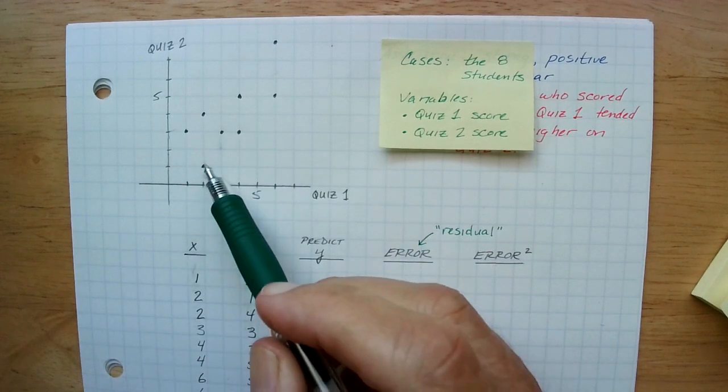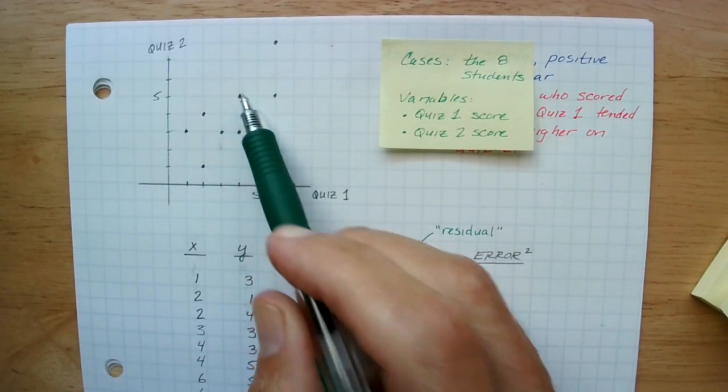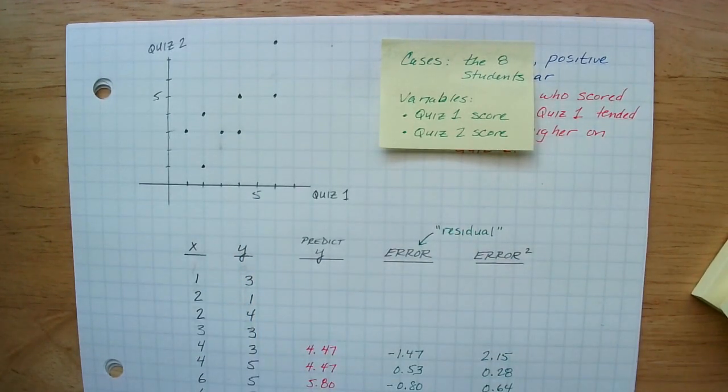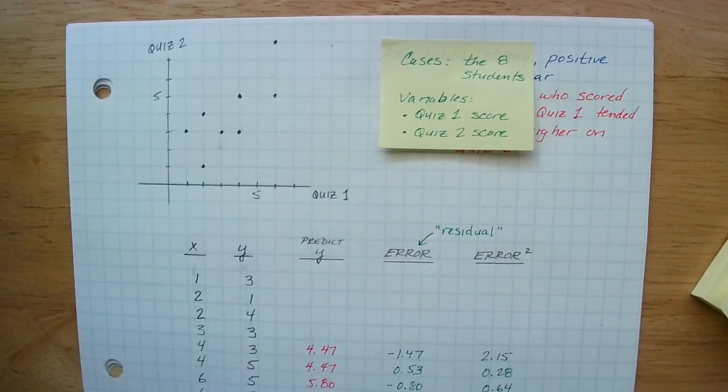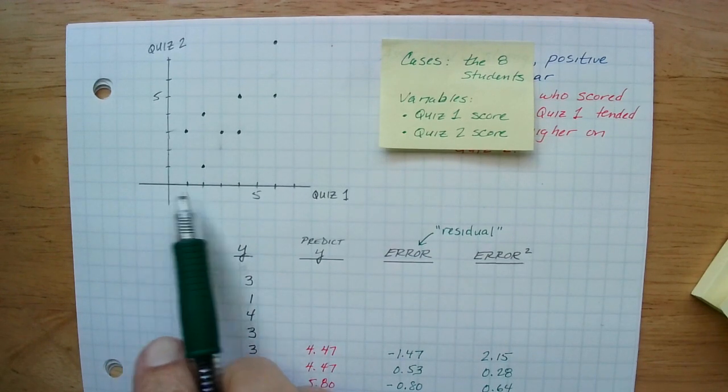Suppose you have 1, 2, 3, 4, 5, 6, 7, 8 students. You took a sample of 8 students from a class, and you wanted to find out whether how well they did on one quiz relates to how well they do on a second quiz. And so what I have here are 8 students, just randomly selected, and I've recorded their quiz scores.